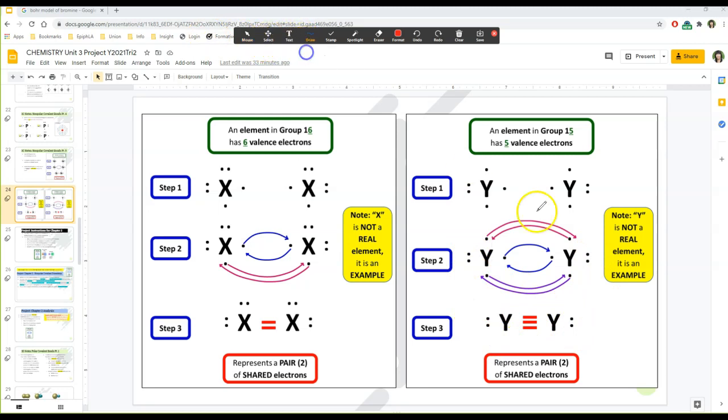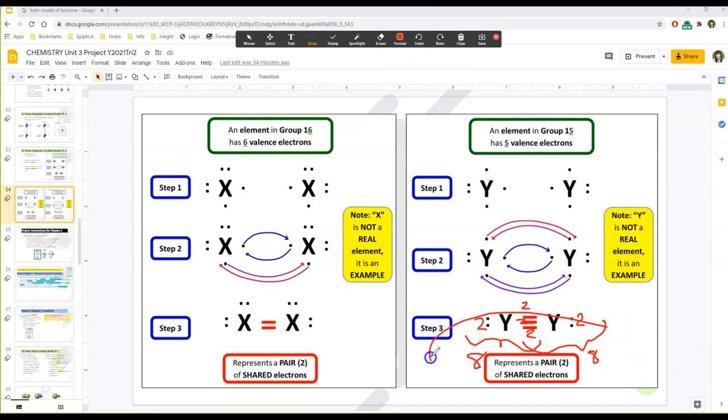And remember that each of these lines counts as 2. So here's 2, and here's 2. And this one on the left counts as 2, so adding those up together, that equals 8 for this element. This one has 2 on the right, and again, it also gets the stuff in the middle, so that also counts as 8 for this one. And that is happy. Again, sharing is caring. That is the whole point of covalent bonds.